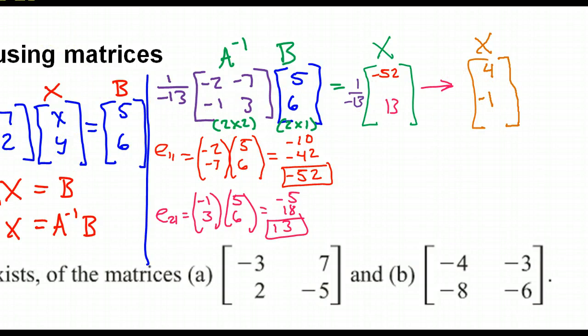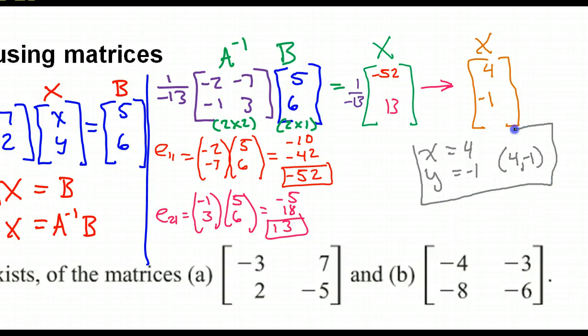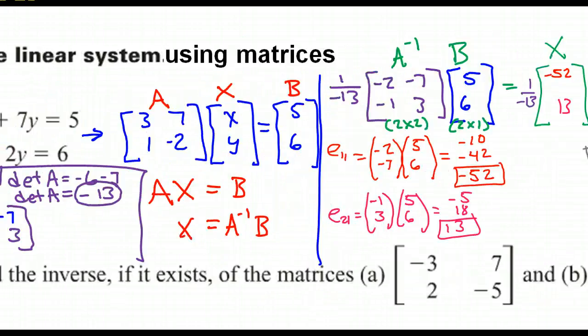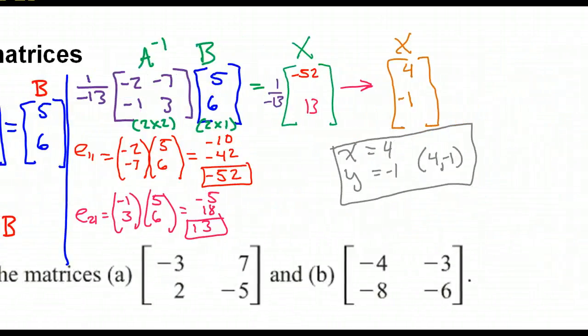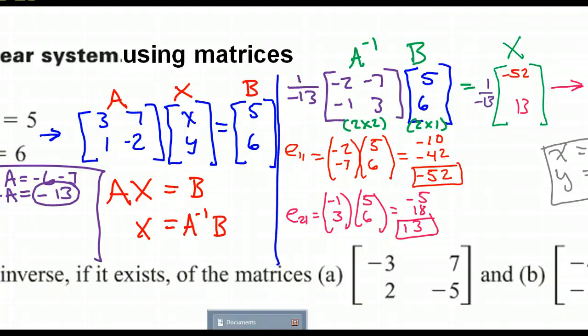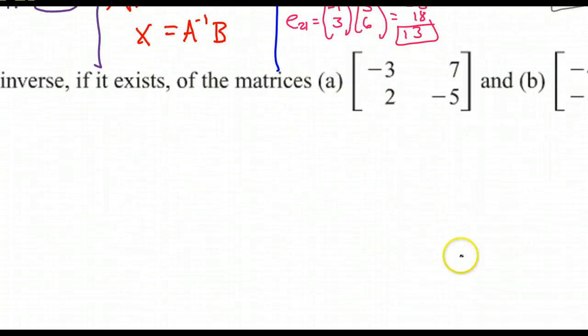Let's put that as our final answer. X equals 4 and Y equals negative 1, which we could also write as an ordered pair, 4 comma negative 1. And that is how you use matrices to solve a system. You definitely will be expected to do that on the test.